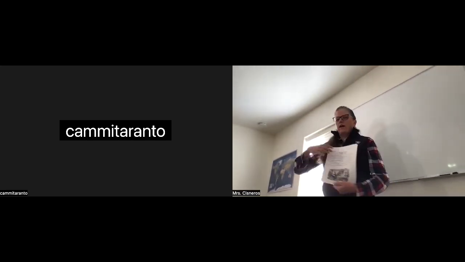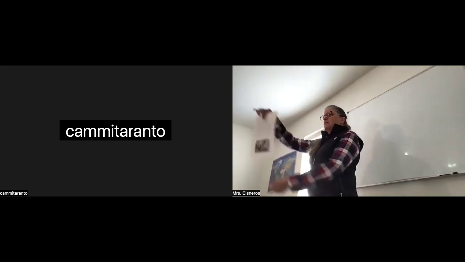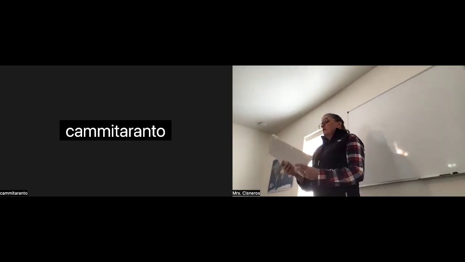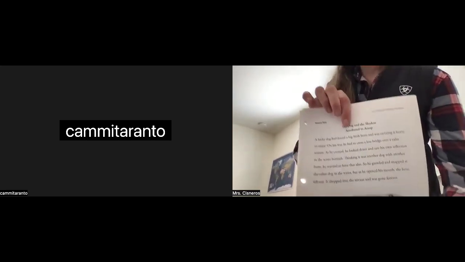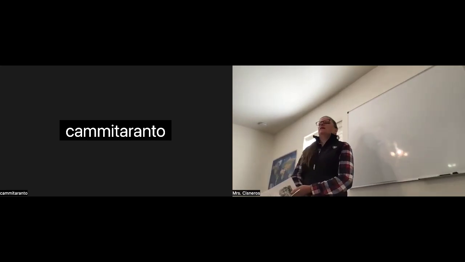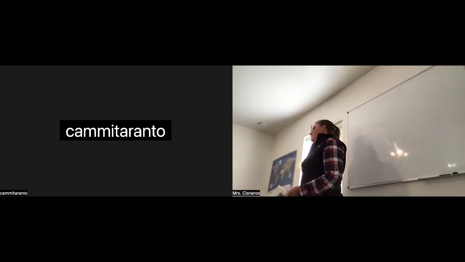Give me a thumbs up if you have this page in front of you. It's called The Dog and the Shadow. Good. Everybody's got it. Yay. Underneath where it says The Dog and the Shadow, it says attributed to Aesop. Has anybody ever heard of Aesop's fables? Yeah. What's an Aesop fable?